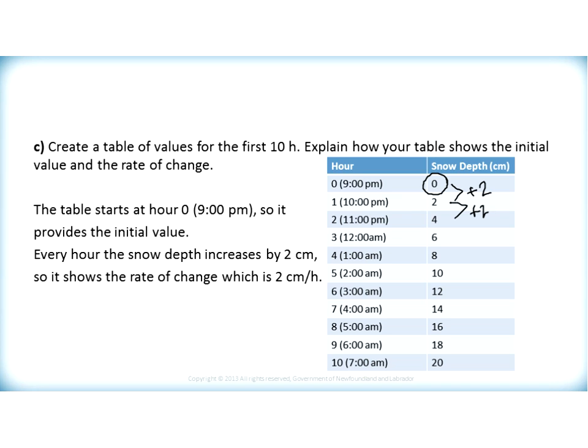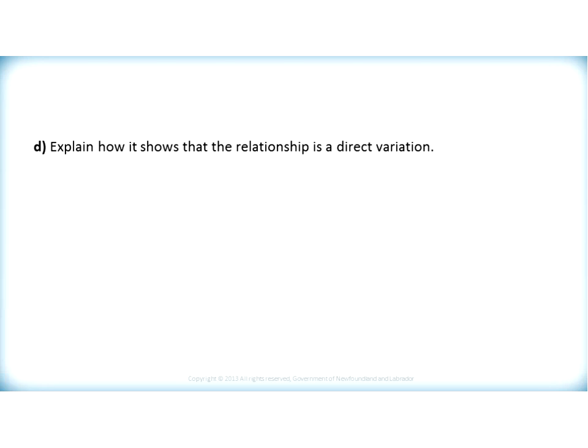If we go from 11 o'clock to 12 a.m., our snow depth is increasing from 4 to 6 centimeters, so another increase of 2 units. So every hour, we're seeing an additional 2 centimeters of snow on the ground. So explain how this shows that the relationship is a direct variation.